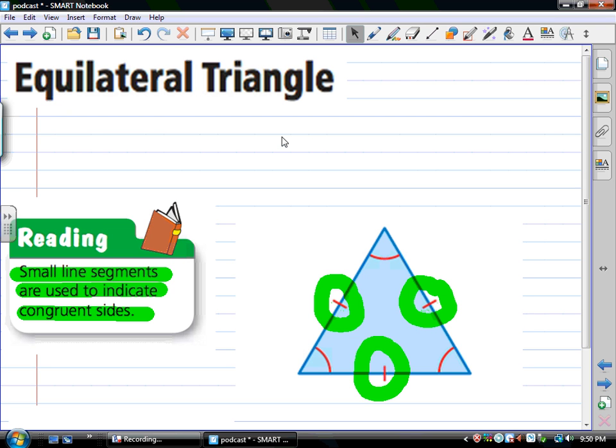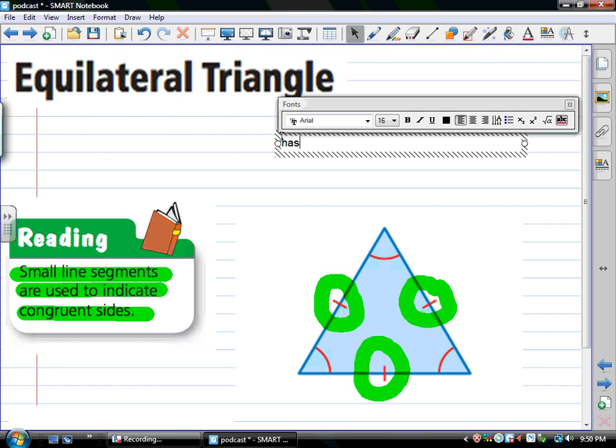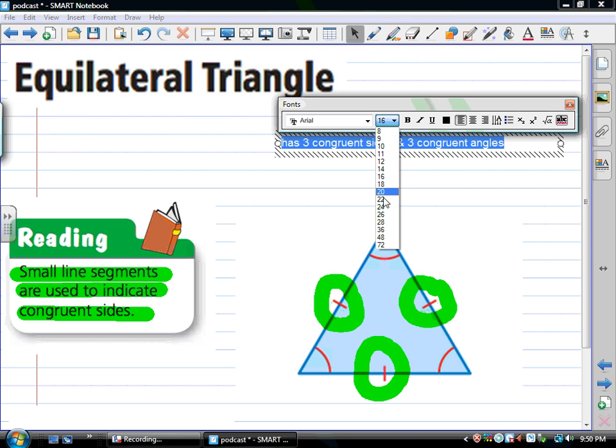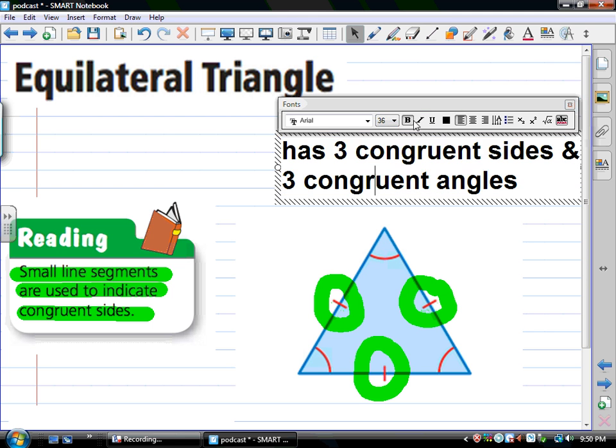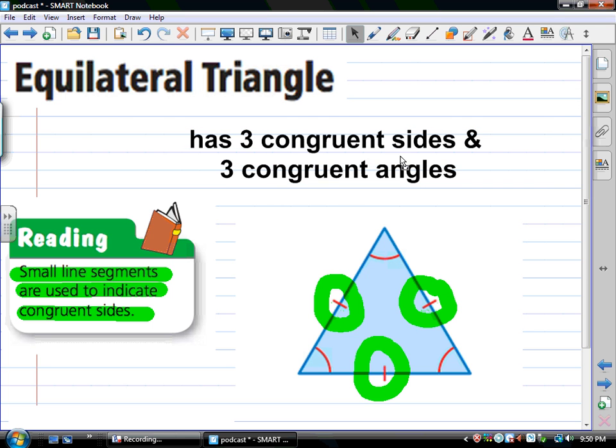So I'm going to write the definition of an equilateral triangle. It has three congruent sides and three congruent angles. Equilateral triangle. Some kids in the past have said, Mr. Phillips, equilateral triangle is pretty easy to remember because at the beginning of equilateral, it almost looks like the word equal.